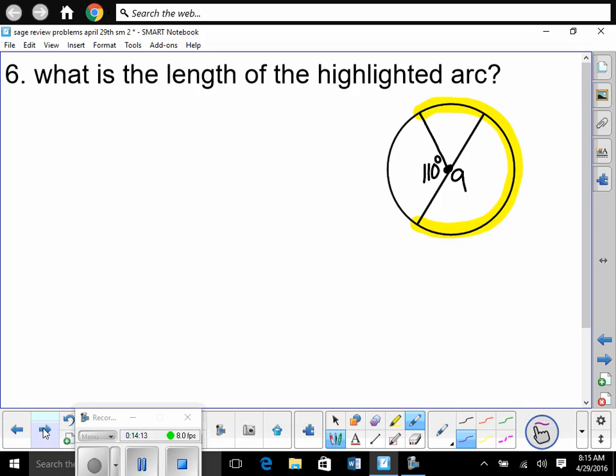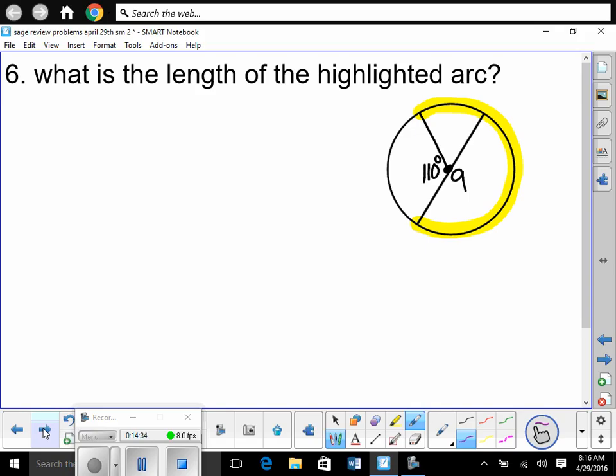Last one. What is the physical length of the highlighted arc? So now we're dealing with length again. What is the physical length of the highlighted arc? You will see a problem like this, every single one of you, on your final exam. Let's be ready for it.